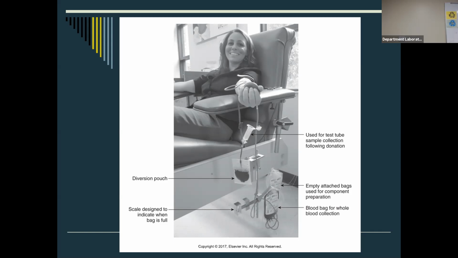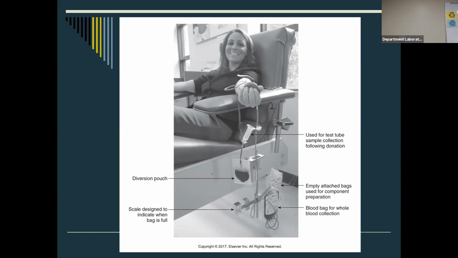So what's going to happen is in the very beginning stages, once blood flow is established, the first 10 to 20 mils will go into your diversion pack. Then they will close off this. It usually has like a roller lock. I don't know if any of you have ever seen that before. They can stop flow here and then open up flow into this one, and it will go directly into your donor unit. And then notice this one is attached to almost like a balance, and that is how they're measuring the weight in the unit here.